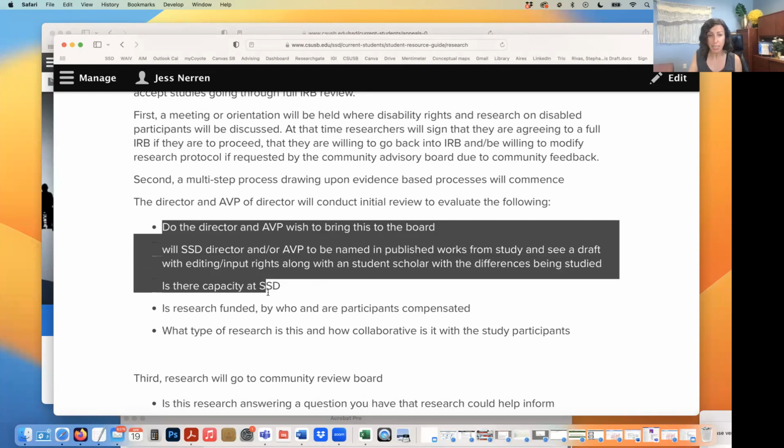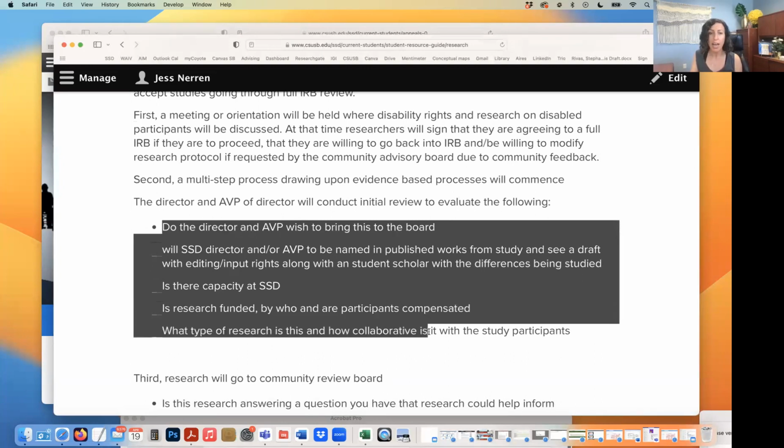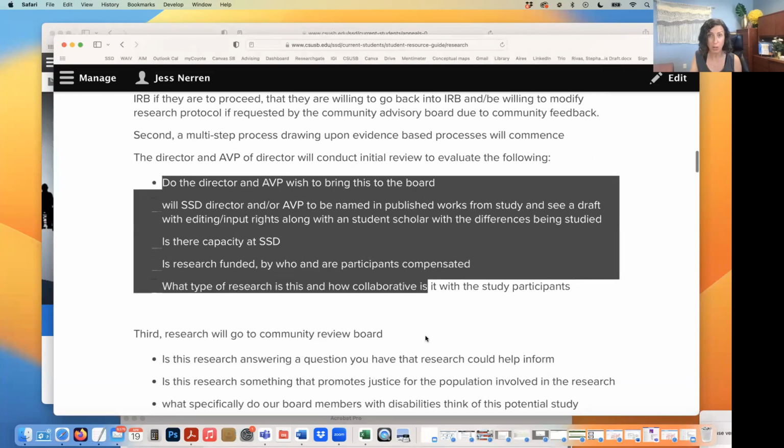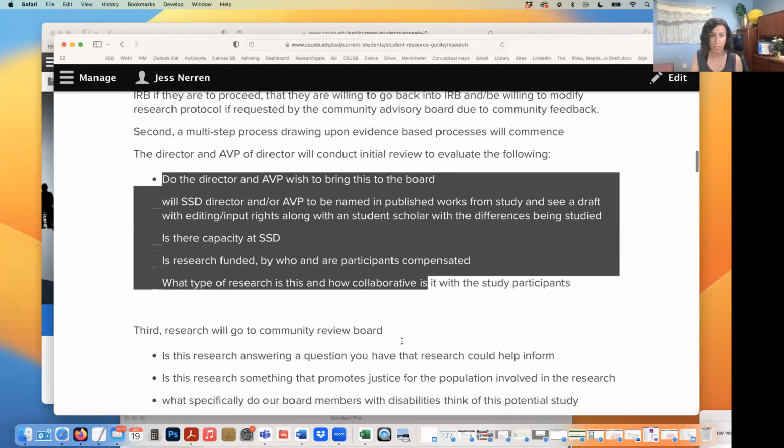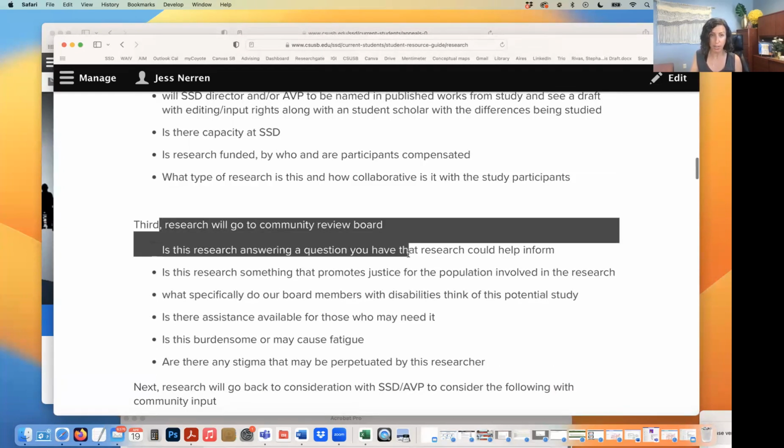If there's capacity, who's funded, how it gets funded, who gets compensated, how they get compensated, and what type of research this is and how collaborative it is, right? We know that populations affected by disability have been treated inequitably in research communities in the past. So we bring that history to bear in these determinations. If we move it forward, it goes to the community review board, okay?